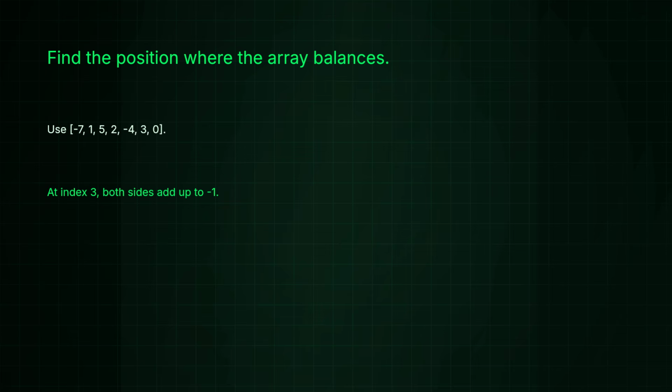At index 3, both sides add up to -1. The value at the index does not belong to either side. Return the first balanced index.